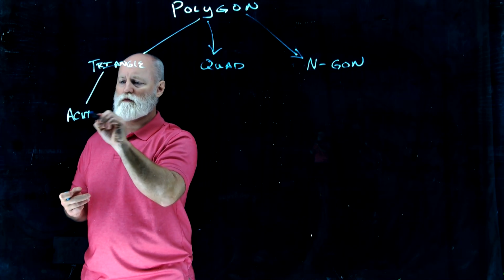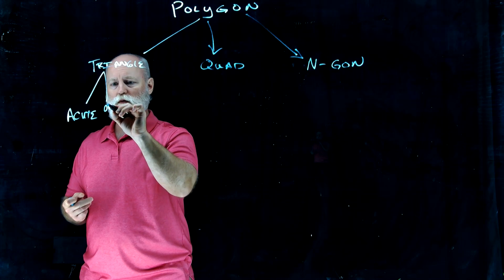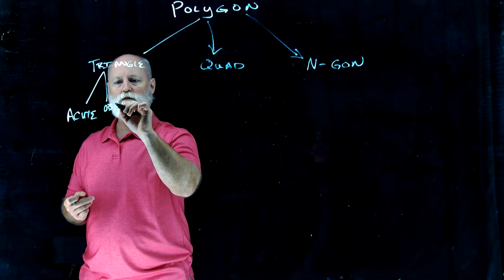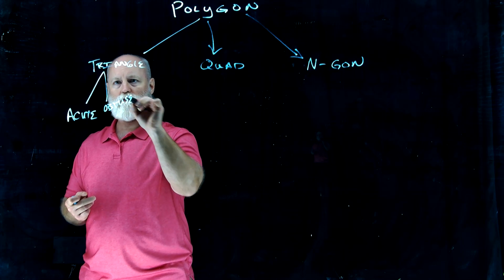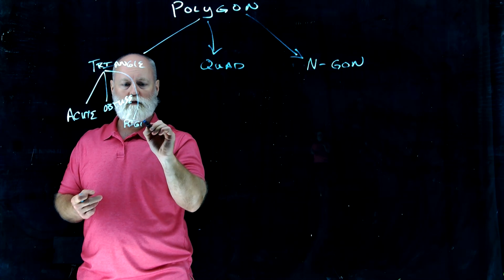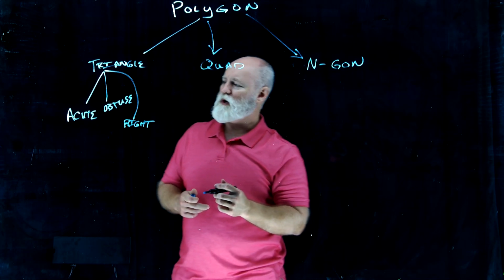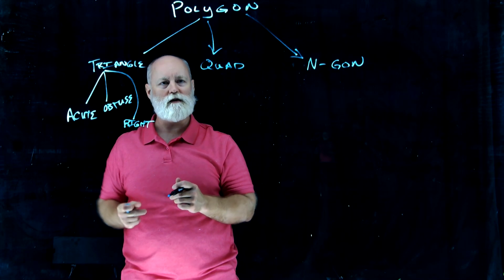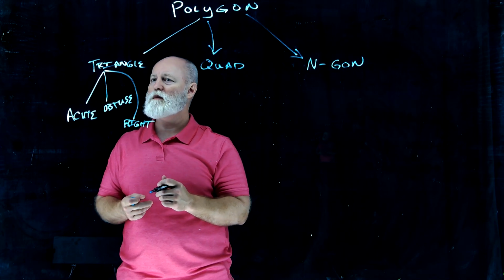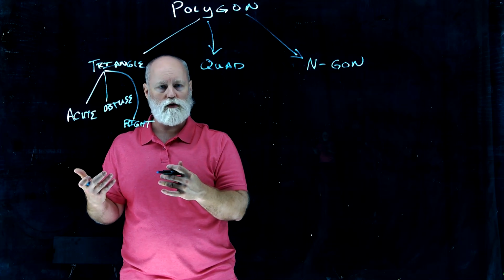We have acute, we have obtuse, and we have right. We don't have any wrong ones. But anyway, we also don't have any ugly triangles. They're all acute or obtuse or right. But anyway, the idea is that these are three different classifications for triangles.